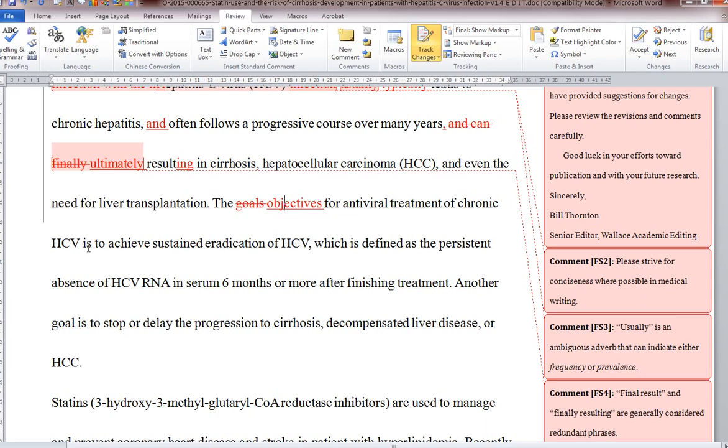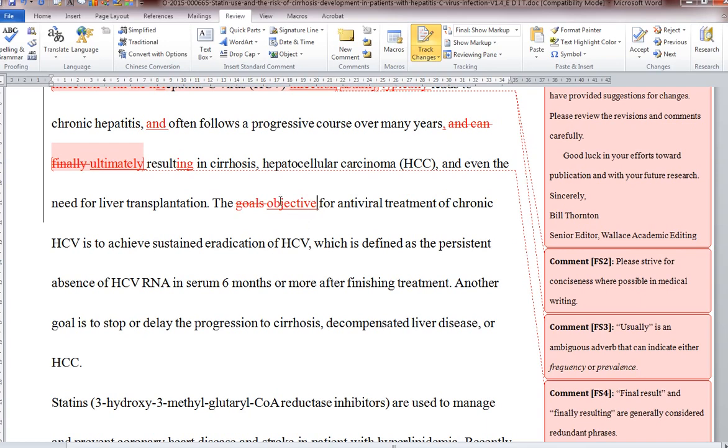Antiviral treatment is to achieve. See here, the author had the goals for this is. Well, that's inappropriate. This would have to be are. Now, would that be appropriate with what follows? To achieve sustained eradication of HCV, which is defined as, yes, the author really lists only one goal, one objective. So it turns out the verb is appropriate, the plural usage is not. This is a common error in formal writing. We want to make sure that the subject of the sentence agrees with its verb and vice versa.